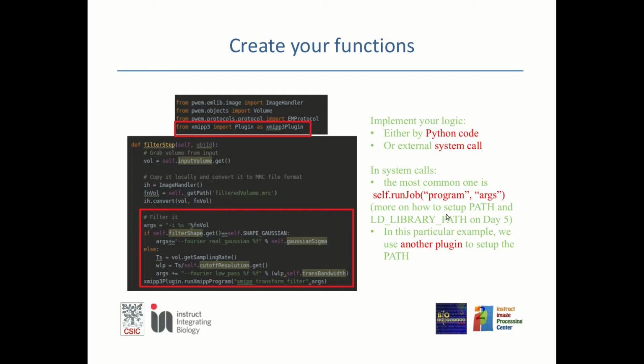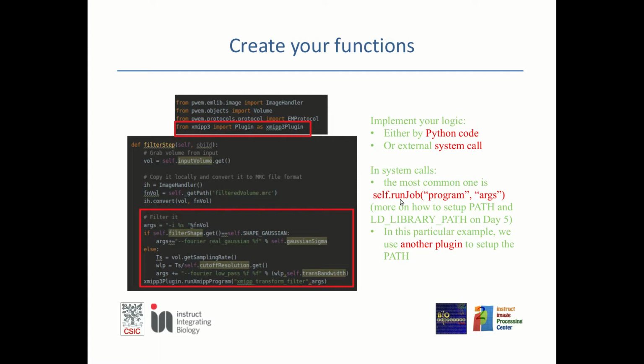Typically it would be a program and then args. It is better to use this self run job than using the standard Python tools to invoke the command line. Also, self run job can help you to set up the path, the LD library path. There are ways of giving an environment for the execution of this program. And this is a special case.